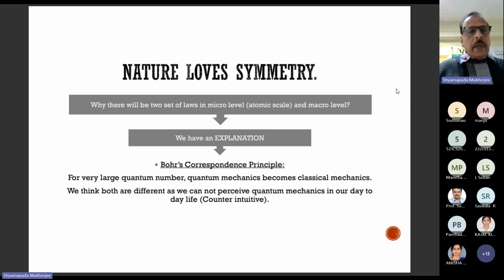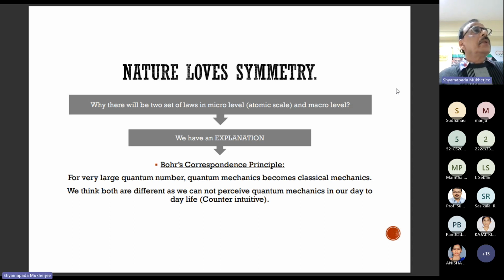So we think both are different, as we cannot perceive quantum mechanics in our day-to-day life. It is counterintuitive. What we feel in our day-to-day life is classical mechanics. But there is no difference between classical mechanics and quantum mechanics. Only for very large systems is classical mechanics felt, and quantum mechanics is felt when we go to the atomic scale, because at the atomic level the quantum numbers are very small.